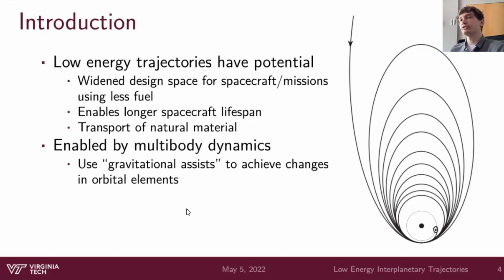And it's also interesting from a dynamical astronomy perspective in that you could have naturally occurring material, such as asteroids or planetary ejecta, that can transfer from one planet to another without any fuel. And all of this behavior is sort of enacted by multi-body dynamics in the form of gravitational assists.